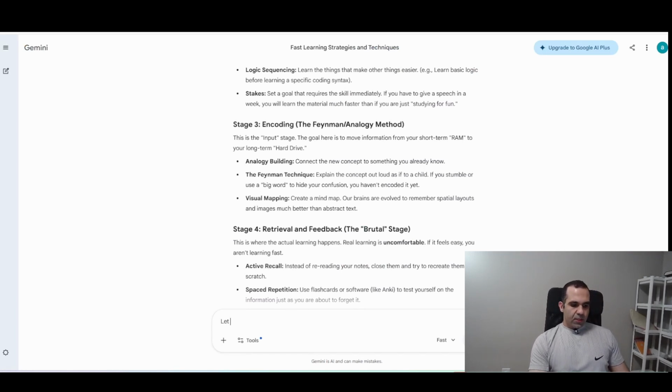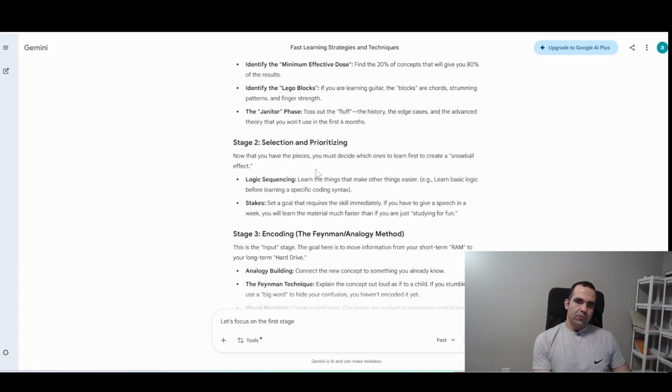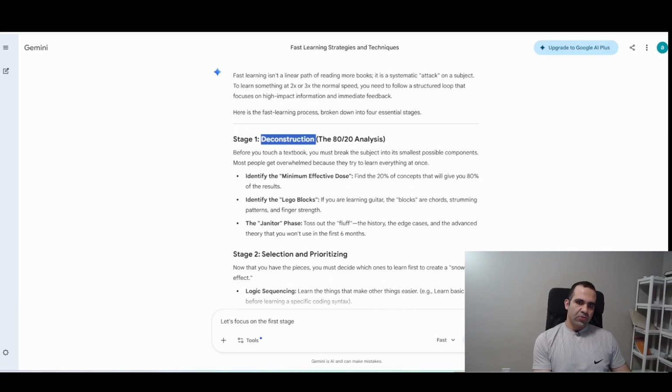So in the environment-based design, we have to focus on every stage and find out the environment, including tools, nature, and people involved in the environment. So let's see what happens. Let's focus on the first stage, deconstruction.